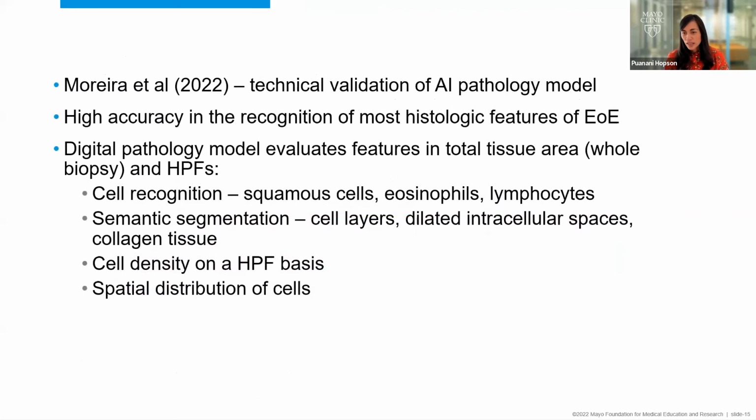So what we did here with Dr. Moreira and colleagues was a technical validation of an AI pathology model. And we were able to find that it has high accuracy in recognizing EOE based on histologic features that are standard for diagnosis of EOE. So our model looks at cell recognition, segmentation, so looking at different layers within that, also cell density within that high-powered field, and then spatial distribution of cells. And so I'll show you some examples of that so you can kind of see what I'm talking about here.